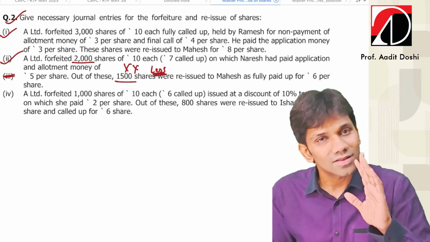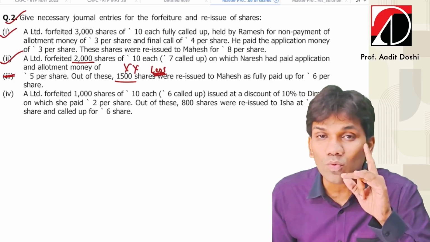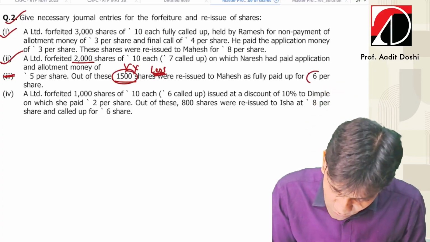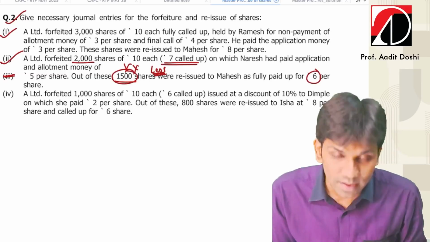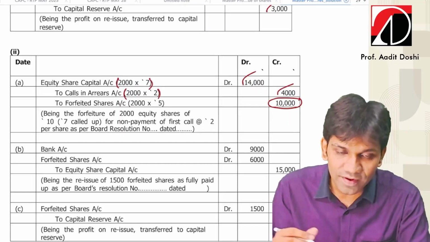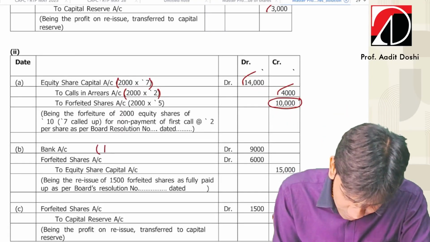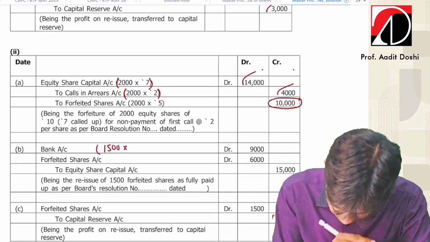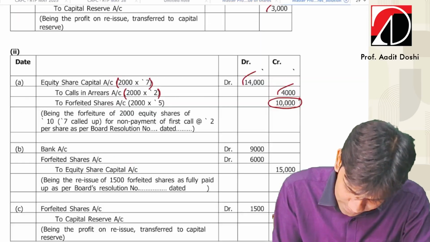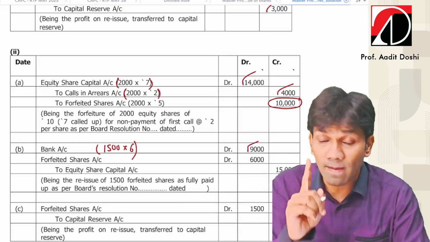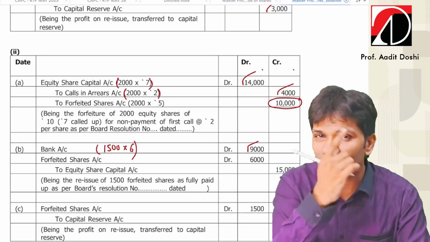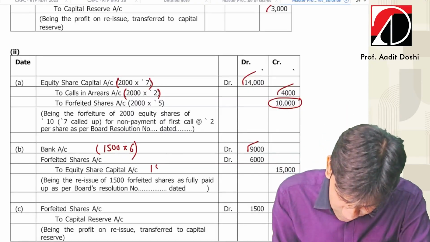So in this case, we have to pass the normal entry first, then I'll tell you what is the new part of the forfeiture and reissue. So these 1,500 shares are issued at 6, which were 7 called up. So the entry will be bank account debit, forfeited share account debit to equity share capital. In bank, 1,500 into 6 rupees, that comes to 9,000. Always fill bank first. Then remember, always share capital will be debited or credited with face value or called up. So next will be filled share capital.